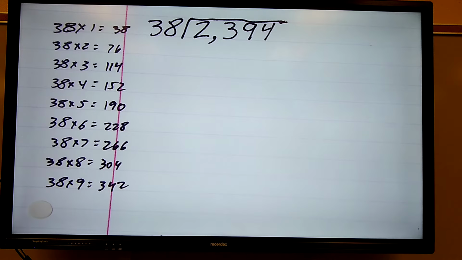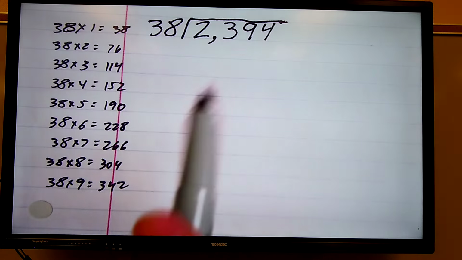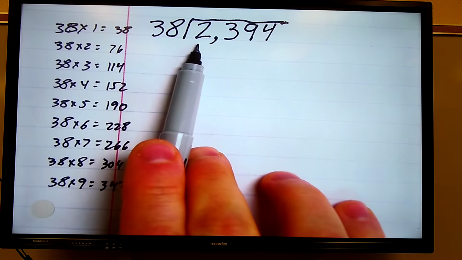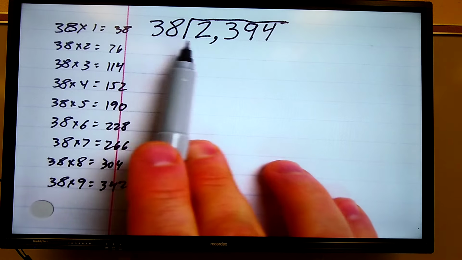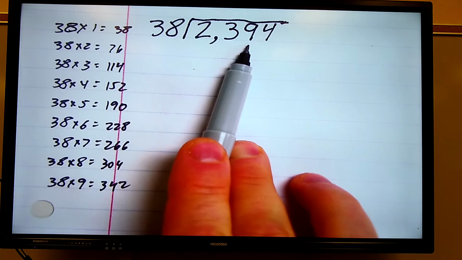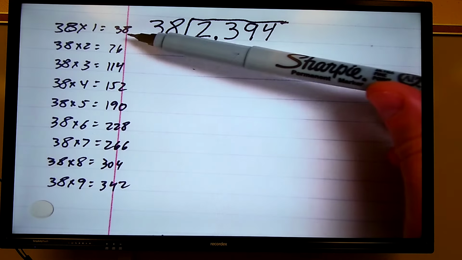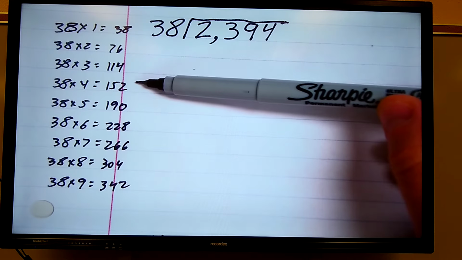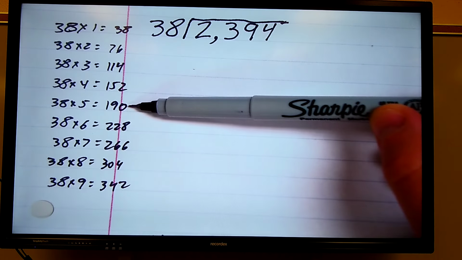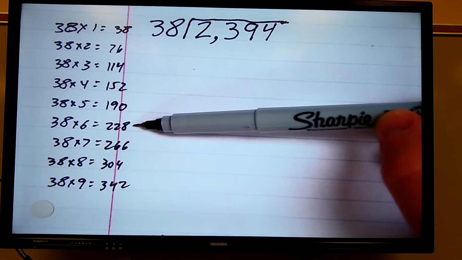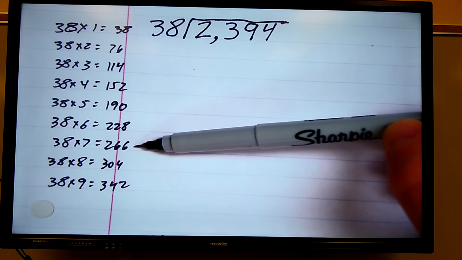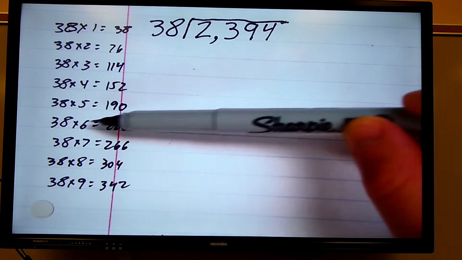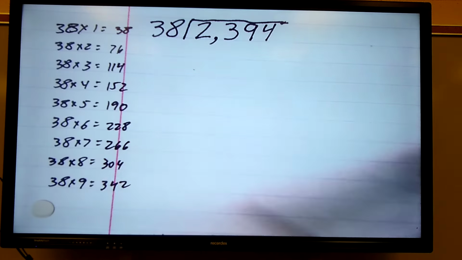Your first step is to divide. Can 38 go into 2? No. Can 38 go into 23? No. Can 38 go into 239? Yes, indeed. How many times? We got to figure out how close we can get without going over. As you see, 190 is getting close. 228 is very close. 266 goes over. So we got to back up one. So 38 times 6 is what I need to use.